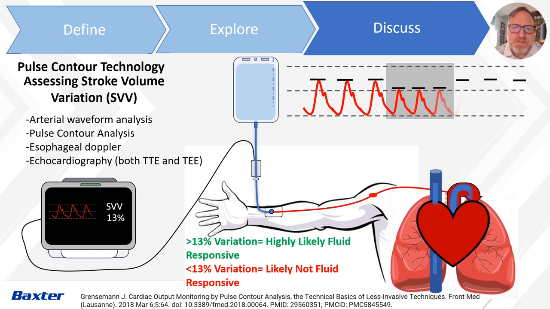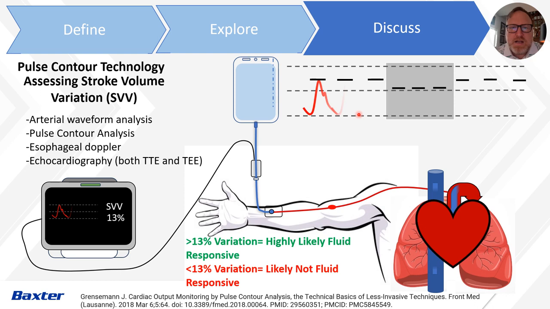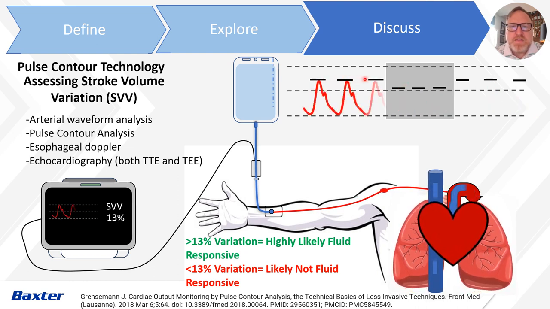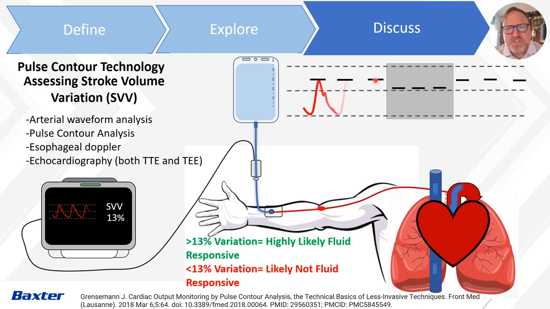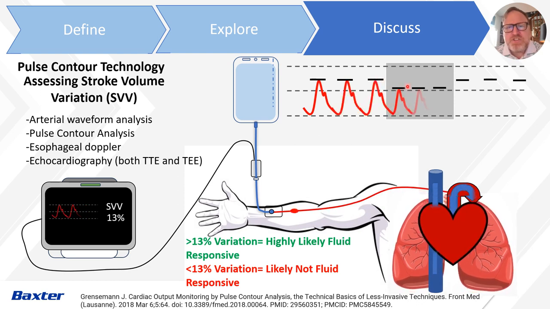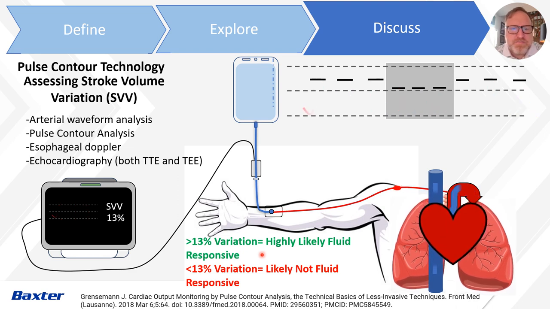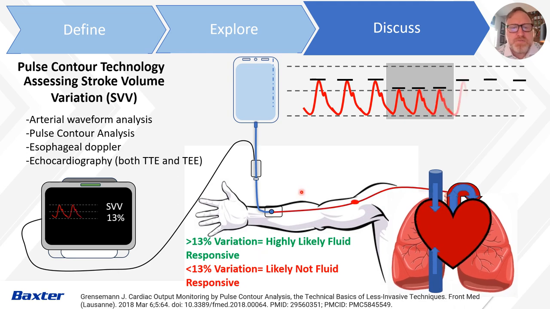If there's a 13% variation, as we can see up here, this would be possibly when our patient is not getting a tidal volume pulled in, and we looked at the measurement there on amplitude, meaning height. When our patient actually goes into an expiratory stage of the ventilator, obviously it shrinks, and we want to see a variation of 13%, which is highly likely fluid responsive. If they're less than 13%, they're likely not fluid responsive.